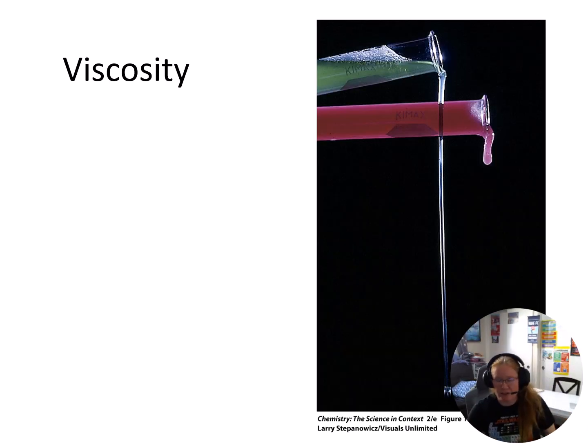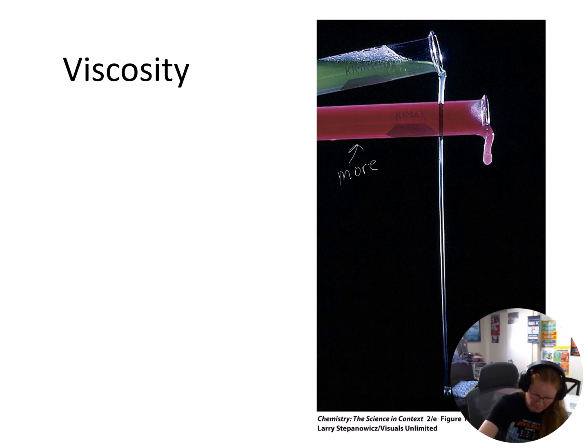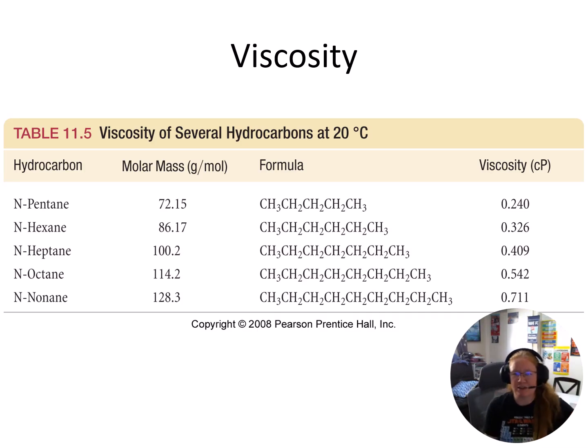So here I have a picture of two liquids. I have a green liquid on top and a red liquid on bottom. Which one is the most viscous? He said the red one. You are correct, because you can see the red one has barely flowed out at all. When we look at a bunch of these straight chain hydrocarbons, as the chain length goes up, so does the viscosity. Because remember, the larger it is, the more points of interaction it has. And so that viscosity is going to go up.